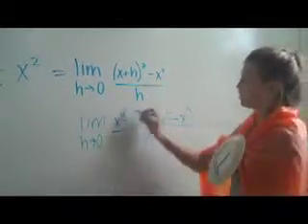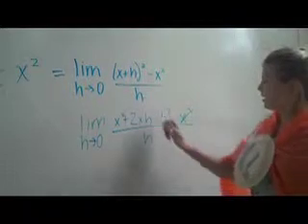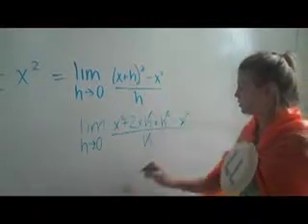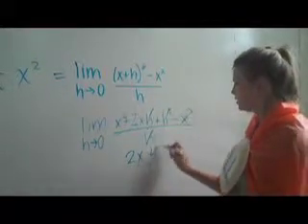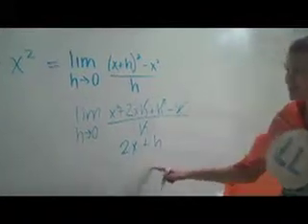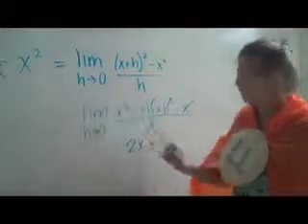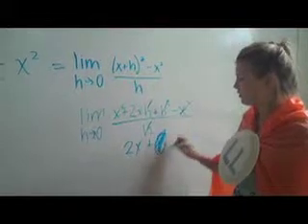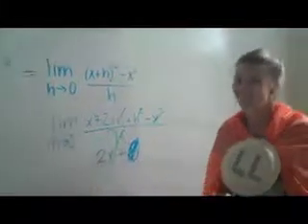And so these two we're going to cancel out of there, and then we're going to pop these h's out. So we've got 2x plus h. And since h is approaching 0, that's not there, it's 0. And our answer is going to be 2x.